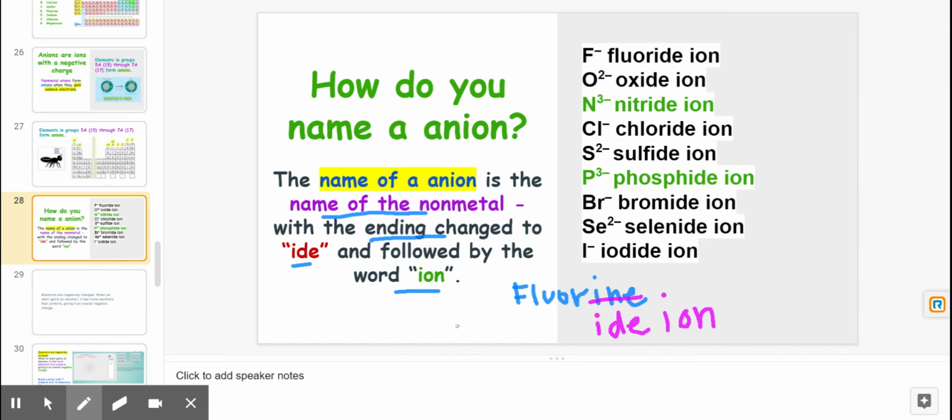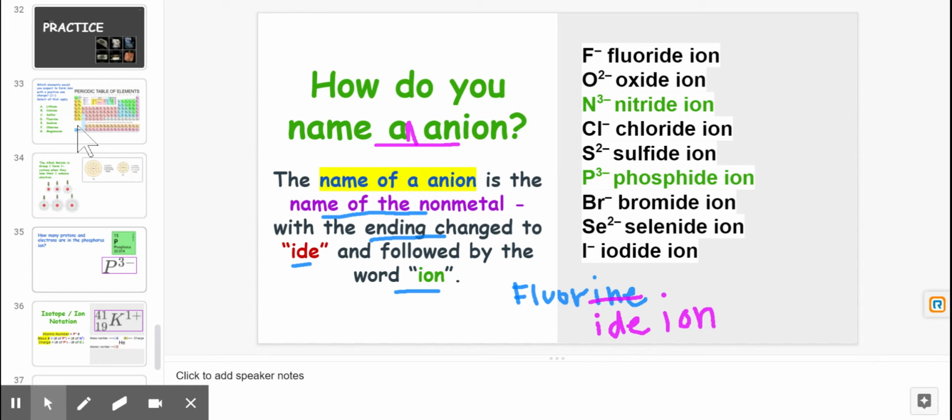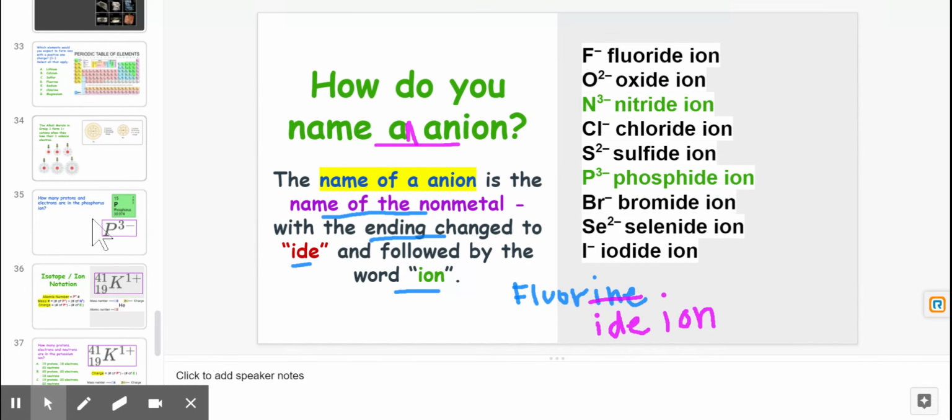The fluoride ion is key to cavity prevention, to healthy teeth. So for naming an anion, we do need to have a couple steps to get that final answer. Change the ending to IDE after you get the name of the nonmetal, and then add the word ion to that. Okay, then we're going to look at just a couple practice and call it a video.